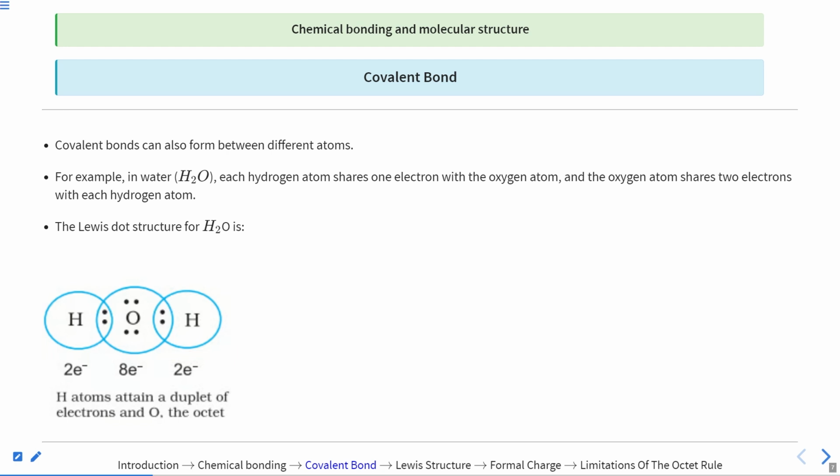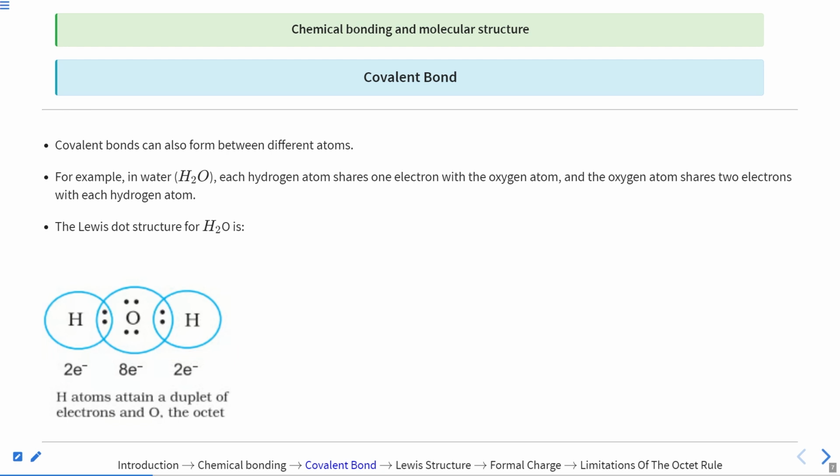Now, if I talk about the number of valence electrons of oxygen, it is 8. Sorry, it is 6. Now, out of 6, the oxygen donates 2 of its electrons in sharing, not pairing. So one electron is shared with one of the hydrogens, and the other electron is shared with the other hydrogen. And this is the overall Lewis dot structure of H2O.